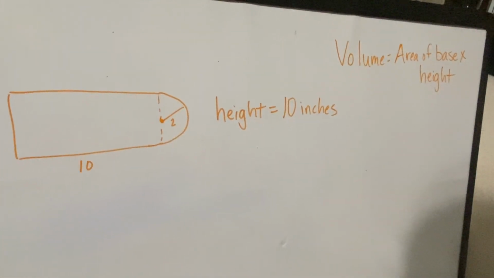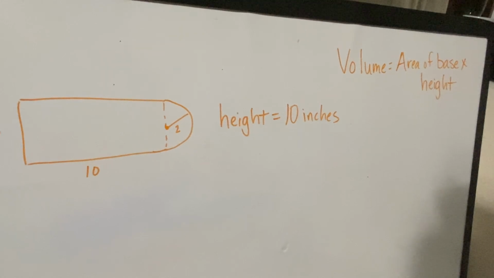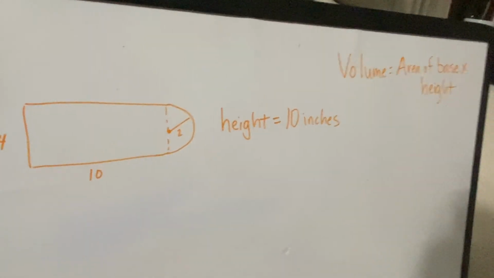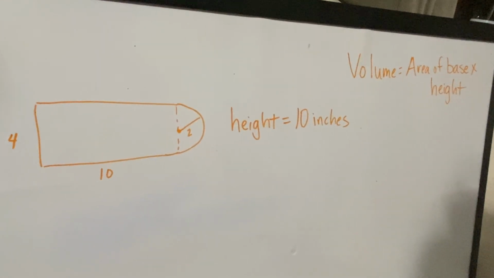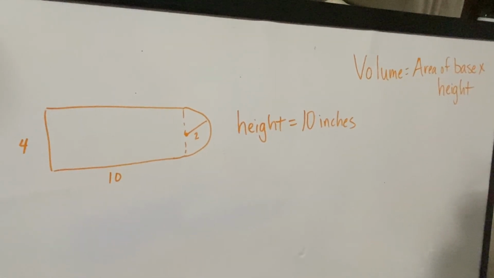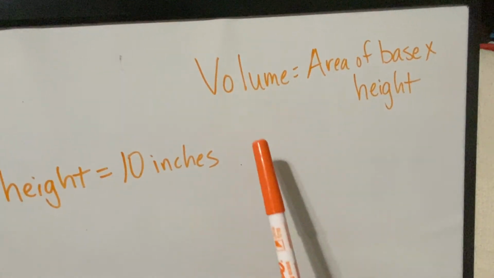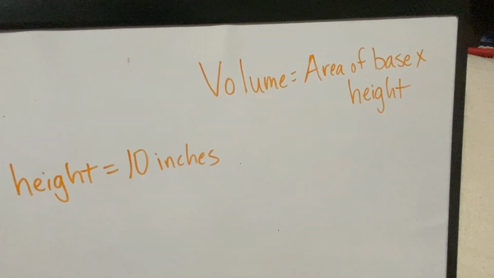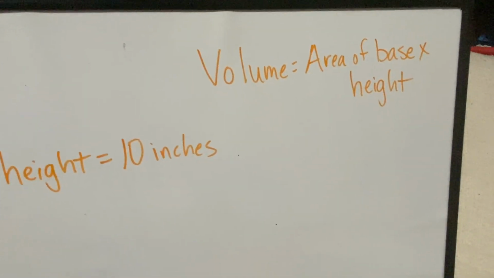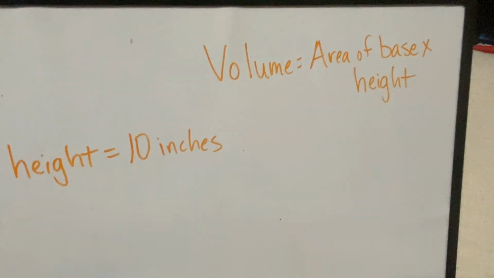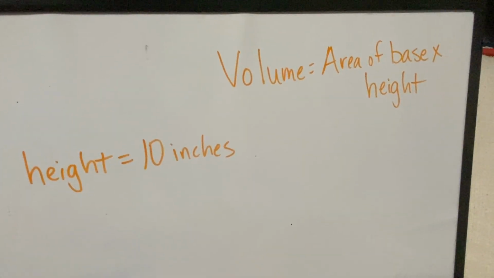Alrighty, we are starting lesson 20 and we're talking about volume. There's not much really to go over except for some examples. But first, before we start off, I want you to see that the volume of a three-dimensional shape is the area of the base times the height.